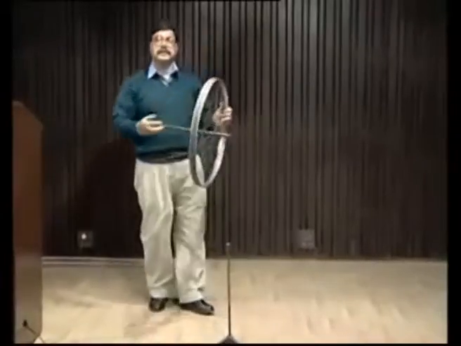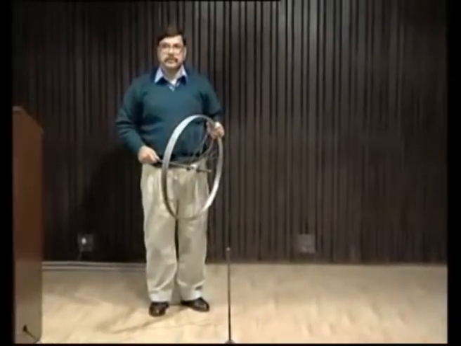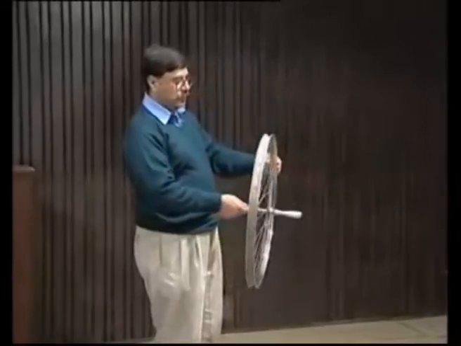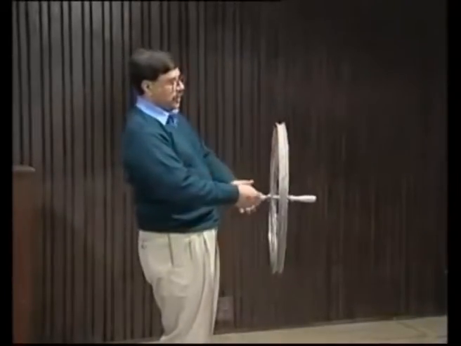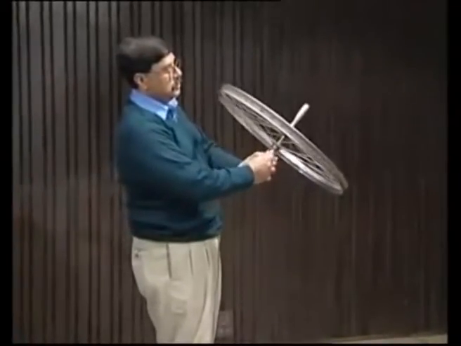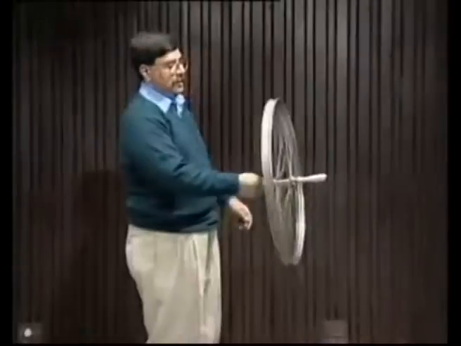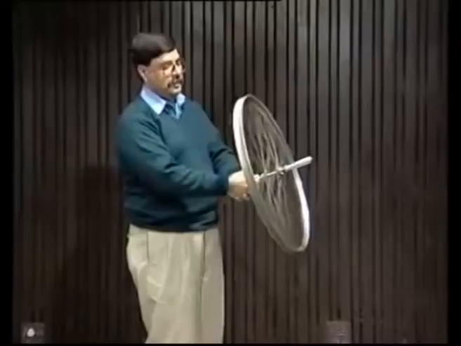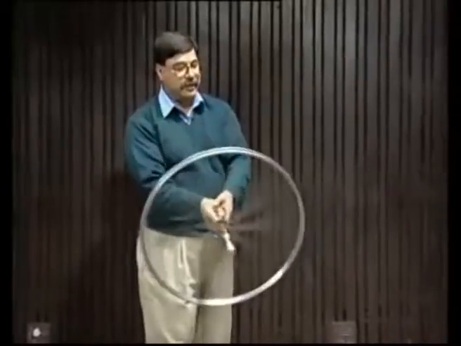So these are the things that we should be able to explain using rigid body dynamics. In this demonstration, what I want to show you is, if this wheel is not rotating, I can lift it up like this. You see, when I apply a torque like this, it goes like this. Now let me spin it and try to take it up. You see, it doesn't go up, it is going sideways. If I push it down, it goes sideways this way.